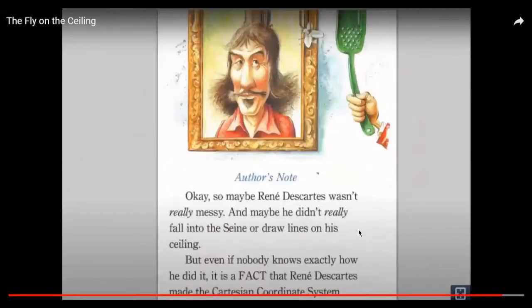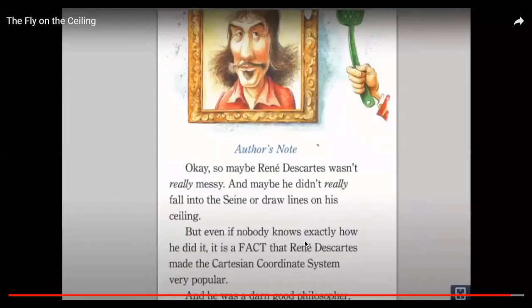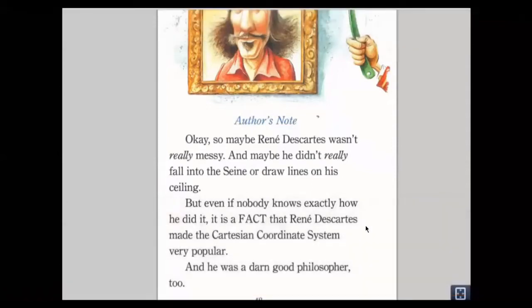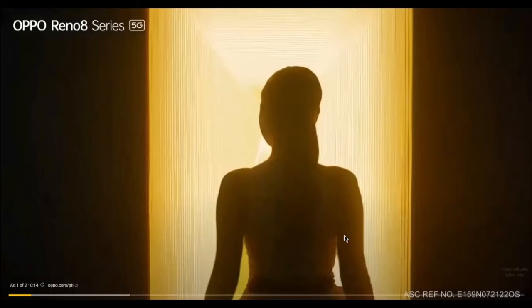Okay, so maybe Rene Descartes wasn't really messy and maybe he really didn't fall into the saying or draw lines on a ceiling, but even if nobody knows exactly how he did it, it is a fact that Rene Descartes made the Cartesian coordinate system very popular, and he was a darn good philosopher too. It's also clear.